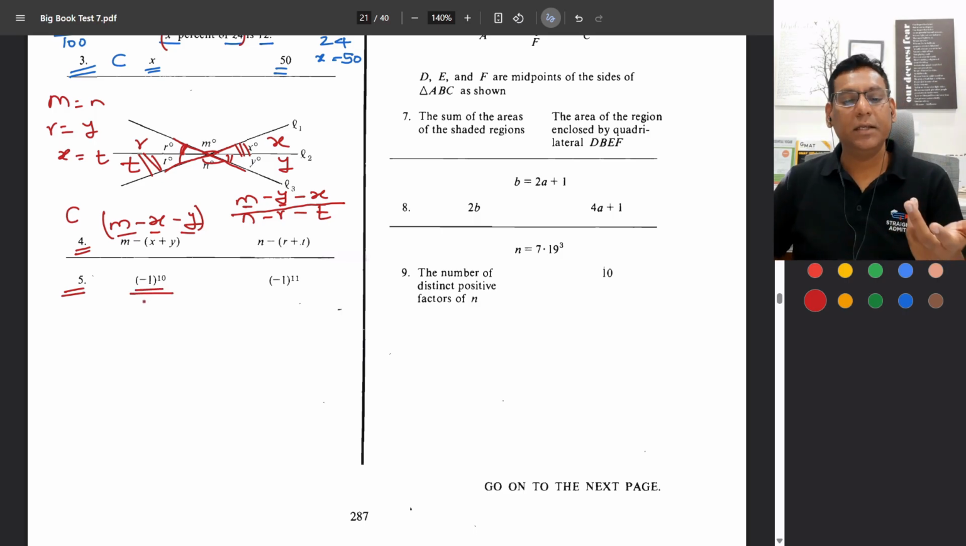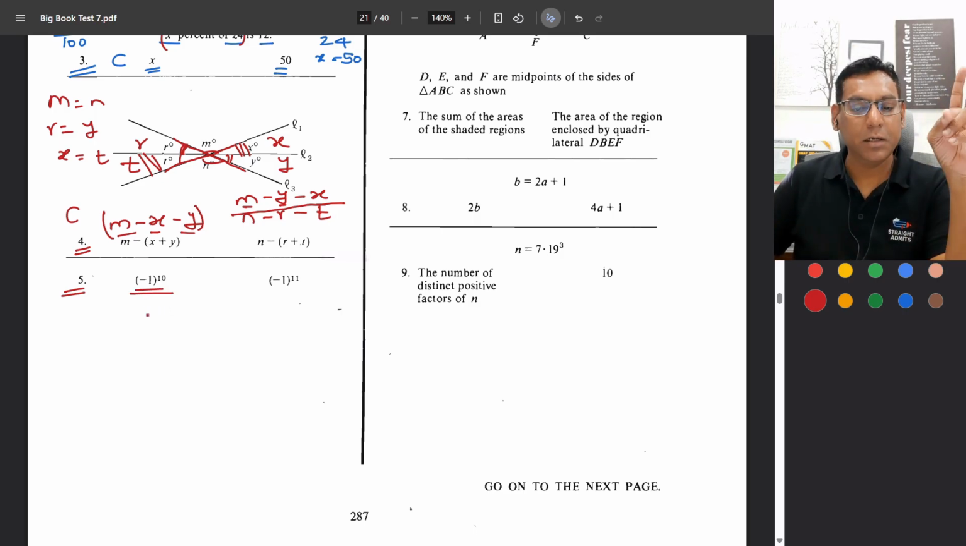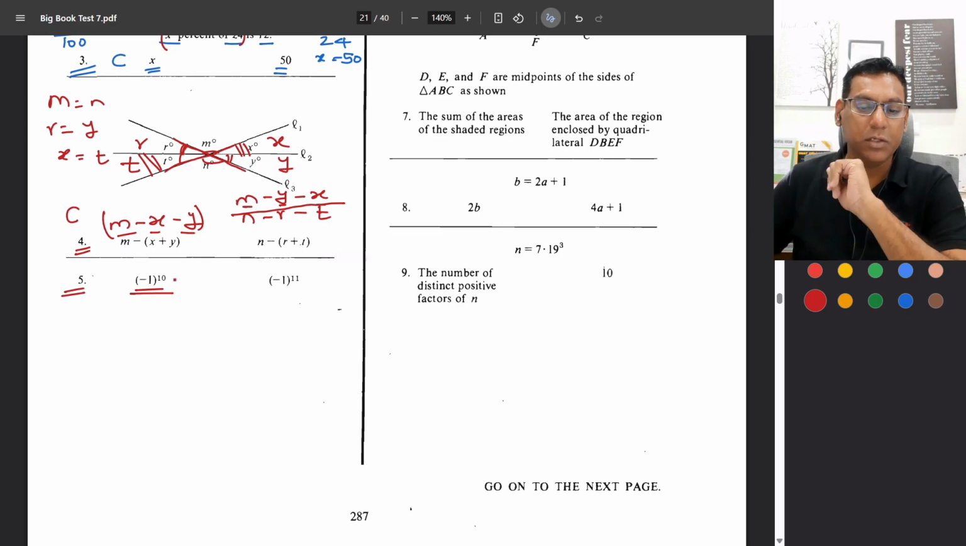So minus 1 raised to anything is going to be 1 or minus 1. If it is an even power, it's going to be 1. If it's an odd power, it's going to be minus 1. Okay, so this is an even power, 10 is an even power, so this is going to be plus 1, right?